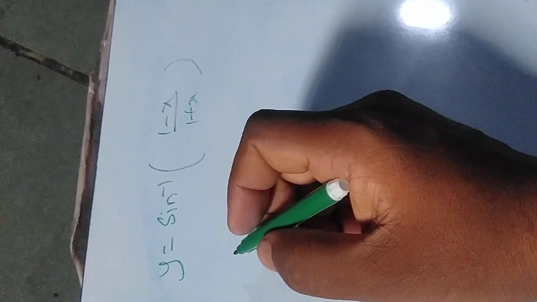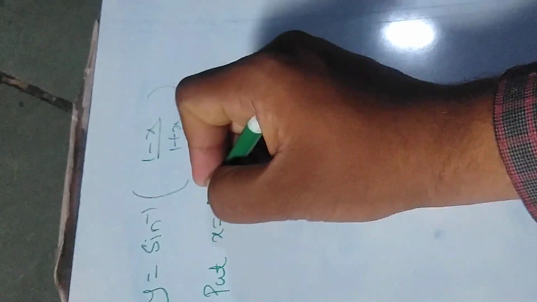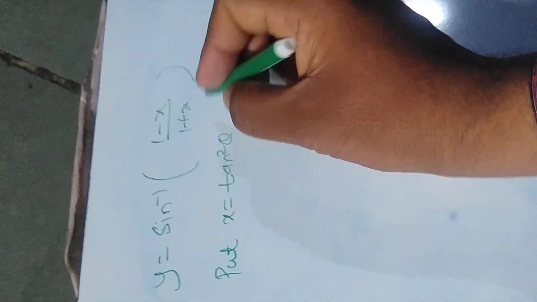So over here we are going to make use of some substitutions. Using this substitution, it will be easier for us to solve such kinds of problems. So our problem is y is equal to sine inverse of 1 minus x upon 1 plus x. So what substitution can we make use of? So put x is equal to tan square theta.